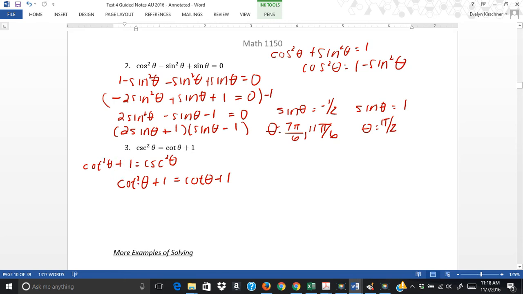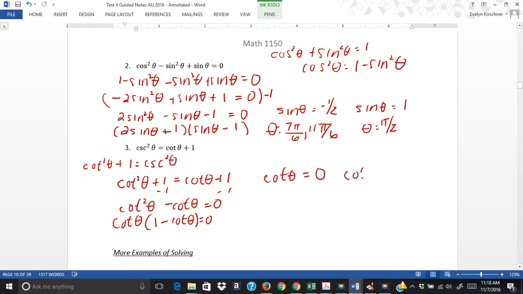Now I'm going to bring everything over. I have the two 1s. They actually cancel out if I subtract 1 from both of them. So I have cotangent squared theta minus cotangent theta equals 0, or cotangent theta times 1 minus cotangent theta is 0. So I want to know when is cotangent theta equal to 0 and when is cotangent theta equal to 1.